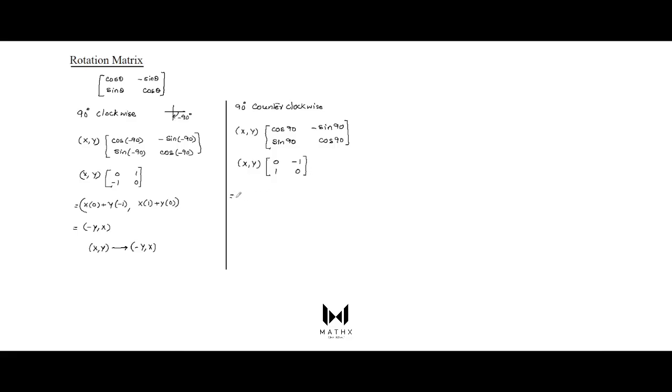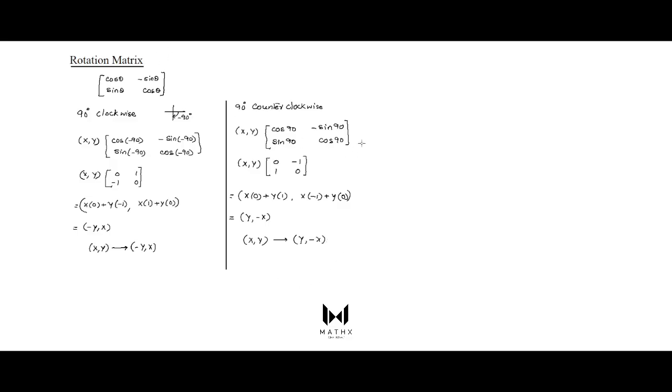Now we shall multiply the matrix, so we get x times 0 plus y times 1, and then x times negative 1 plus y times a 0. And when simplifying this, we get y comma negative x. So rotating 90-degree counterclockwise, the coordinates x comma y, they become y comma negative x.